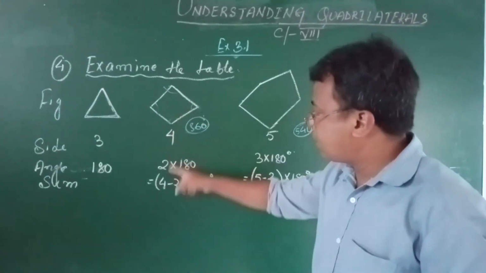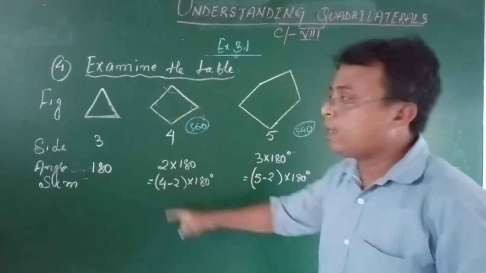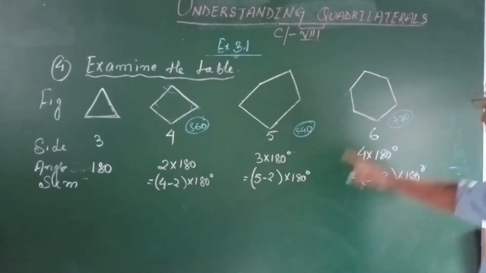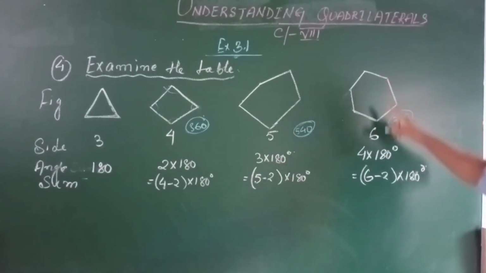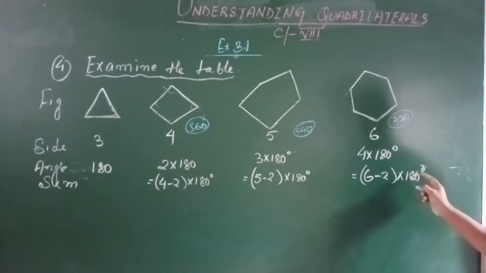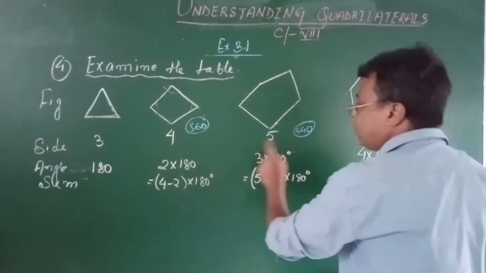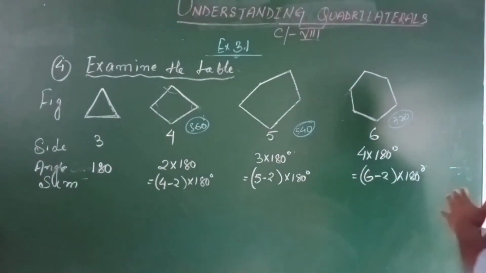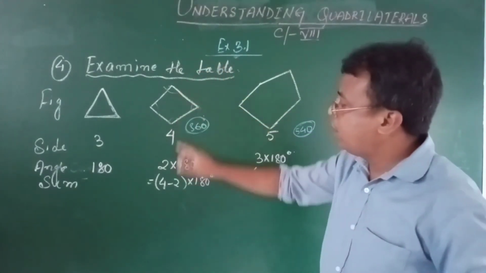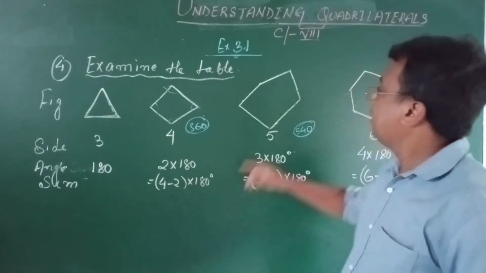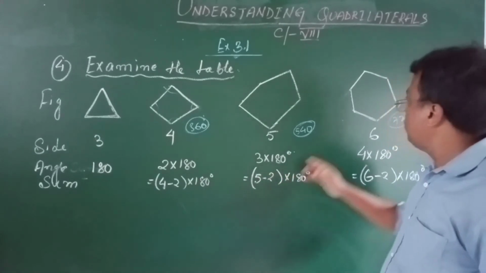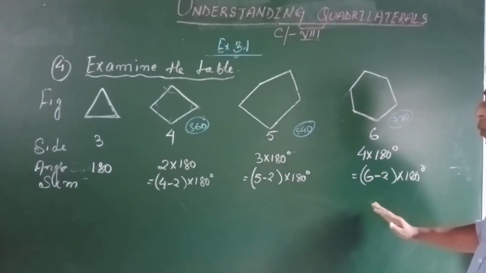This 4 means if the side is 4, 4 is coming. Here the side is 6, 5 is coming. And here the side is 6, so here 6 is. Other things are the same: you see, 180 is here also, here also, here also. And minus 2, minus 2, minus 2, everywhere minus 2 is there. The only difference is if the side is 4, 4 minus 2. If the side is 5, 5 minus 2. If the side is 6, 6 minus 2, like this.